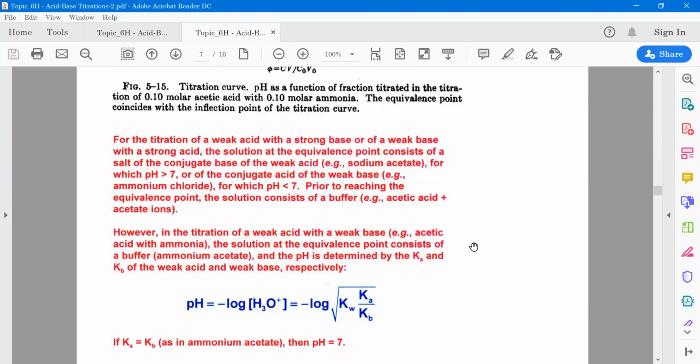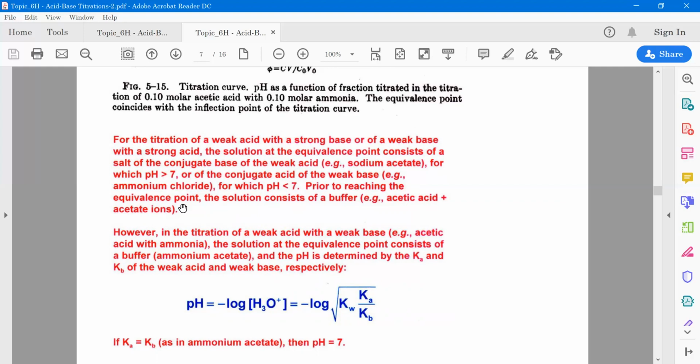So here's the situation. And we're not going to go into all the individual calculations, but for the titration of a weak acid with a strong base, or a weak base with a strong acid, as we just looked at in the two preceding cases, the solution at the equivalence point consists of a salt of the conjugate base of the weak acid, in other words, sodium acetate for acetic acid titration, for which the pH is greater than 7, or the salt of the conjugate acid of the weak base, for example, ammonium chloride, when we titrated ammonia, for which the pH is less than 7. And prior to reaching the equivalence point, in both cases, the solution consists of a buffer.